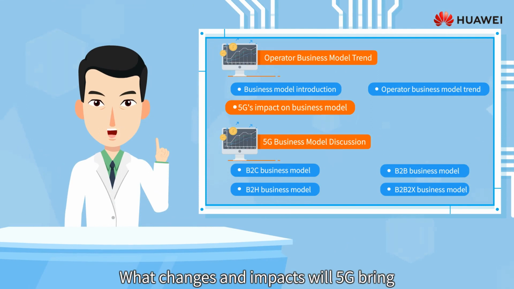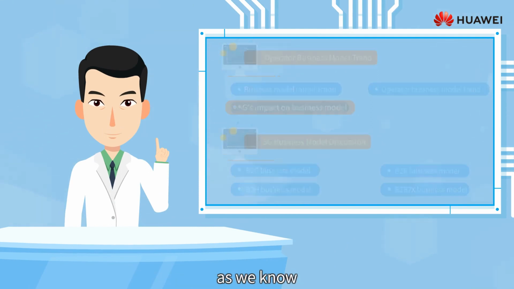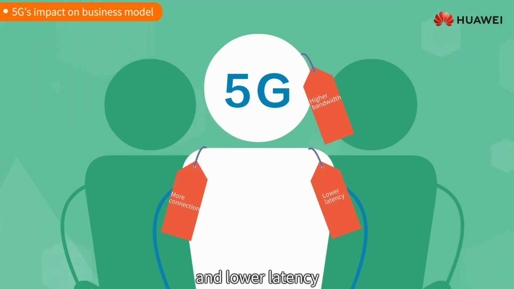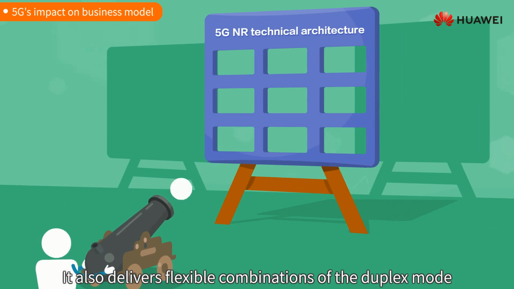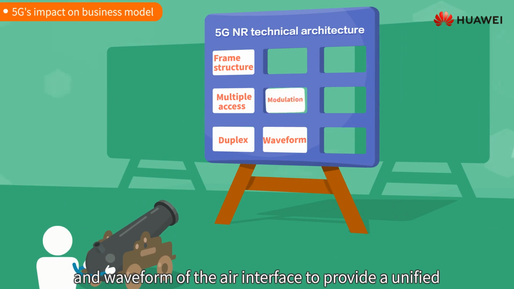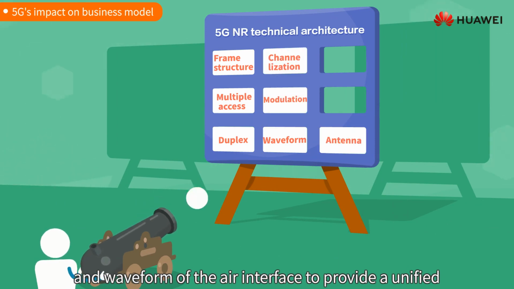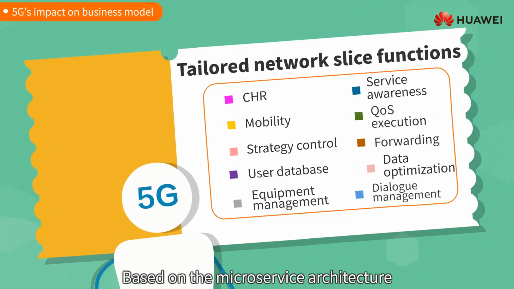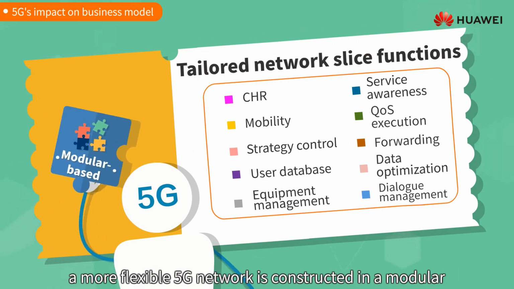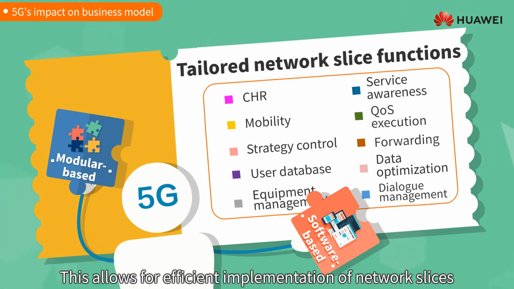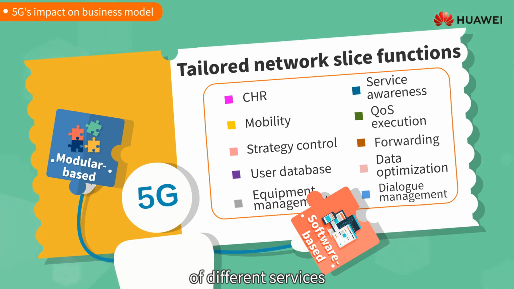What changes and impacts will 5G bring to the business models? As we know, 5G not only provides higher bandwidth, more connections, and lower latency, it also delivers flexible combinations of duplex mode, multiple access mode, frame structure, and waveform of the air interface to provide a unified and flexible air interface technology. Based on the microservice architecture design of the native cloud, a more flexible 5G network is constructed in a modular and software-based manner. This allows for efficient implementation of network slices of different services.